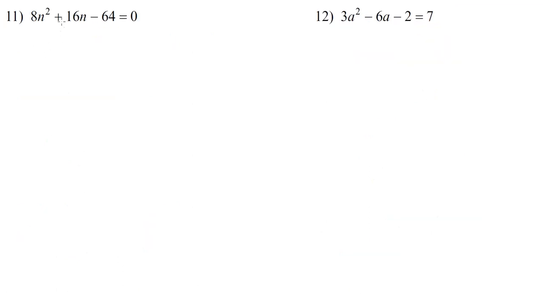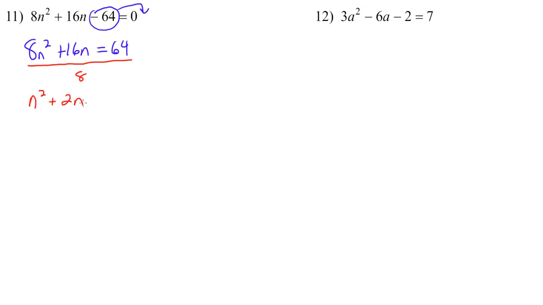All right, number 11, 8n squared plus 16n minus 64 equals 0. Let's go ahead and take this negative 64, take it over to the other side. We have here 8n squared plus 16n equals 64. If we look again, we see that we can divide all three of these terms by 8. So let's do that. Divide this entire equation by 8, and we get n squared plus 2n equals 8. This is looking very familiar to the last problem we did.